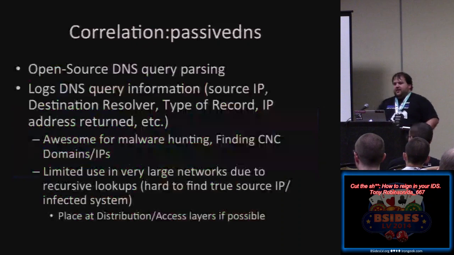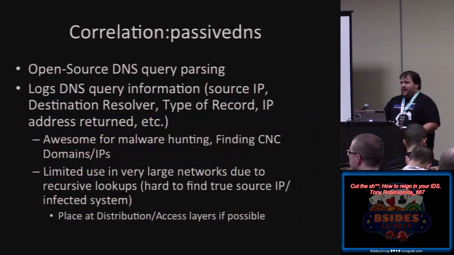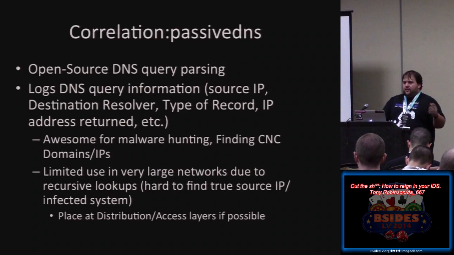Passive DNS works almost just like HTTPry. You give it a passive traffic feed, and any DNS queries it sees across the wire, it's going to log them. Good for malware hunting, good for looking at your CNC domains and IP addresses, but recursive DNS makes this a pain to use in very large enterprise environments because oftentimes you're not going to get that source IP address. You're going to get your Active Directory server that's querying your primary domain name server or something of that nature.